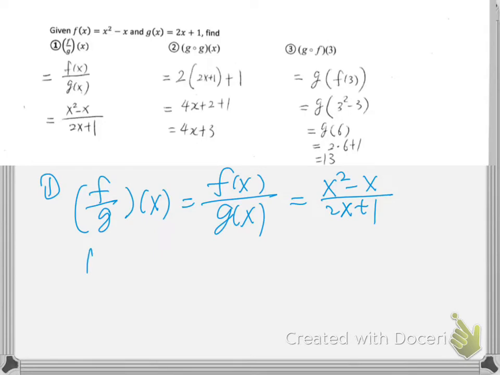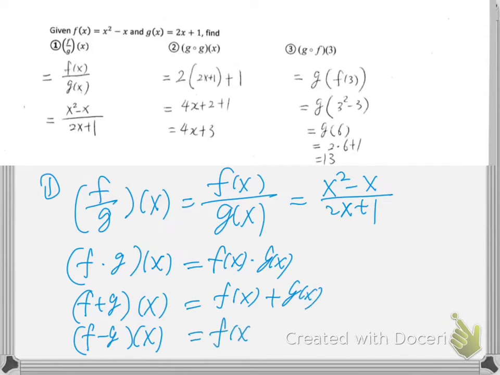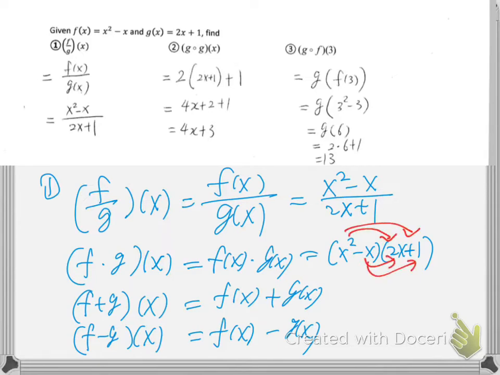In the exam, you may have f times g of x, which means f of x times g of x, f plus g of x, or f minus g of x. So this means f of x plus g of x, and f of x minus g of x. Let's do multiplication: x squared minus x times 2x plus 1. Then you use FOIL and simplify.